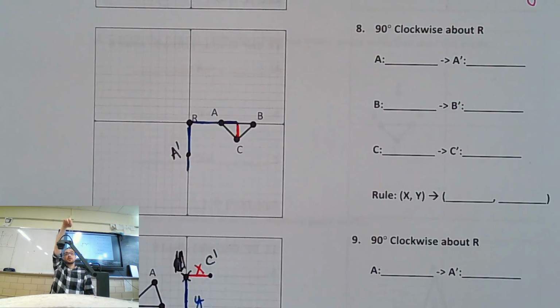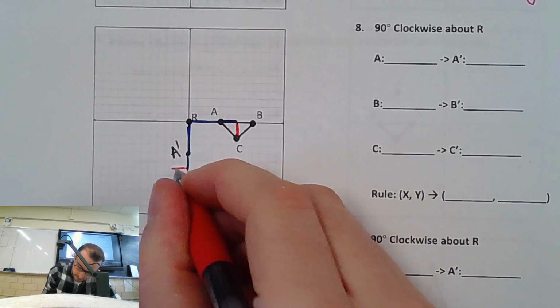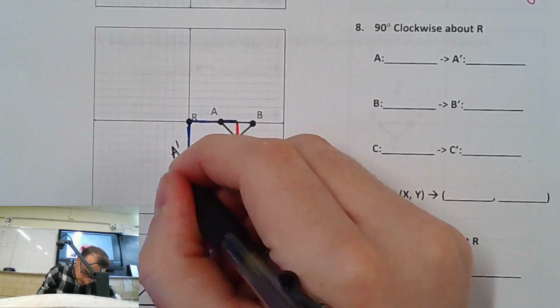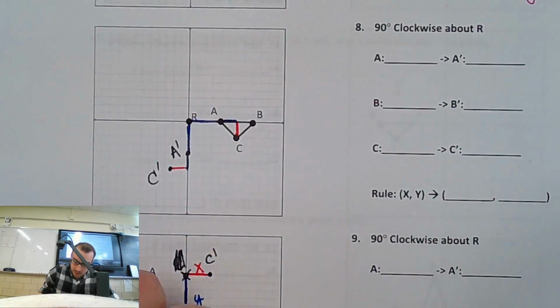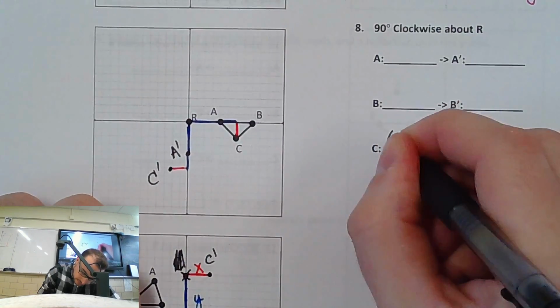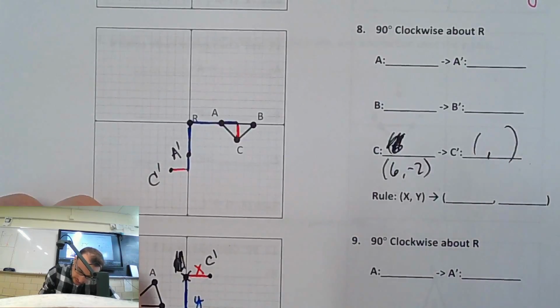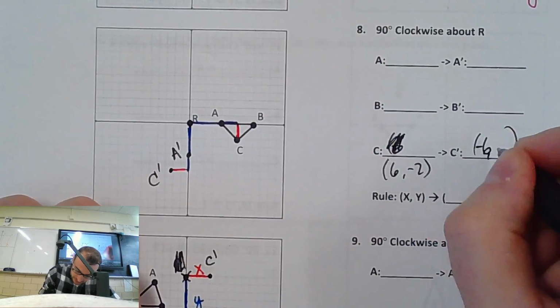If I turn it 90 degrees clockwise, clockwise for you guys is this way. Which direction is it going to point now? Left. So C is going to point to the left. And here's C prime. Let's take a look at C and C prime's coordinates. Well, C is at 6, negative 2. And C prime is at negative 6, negative 2.